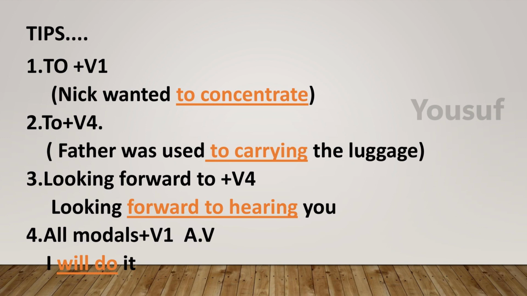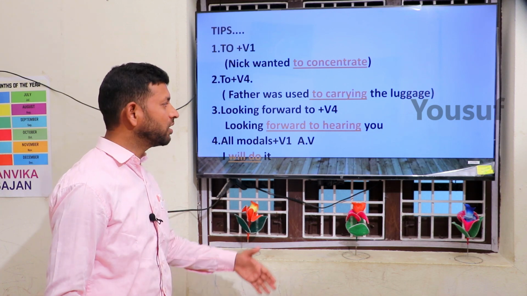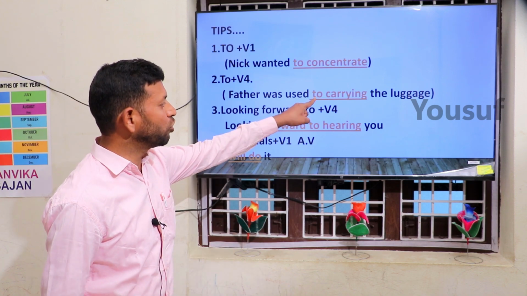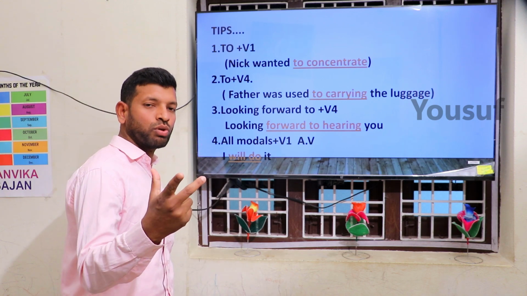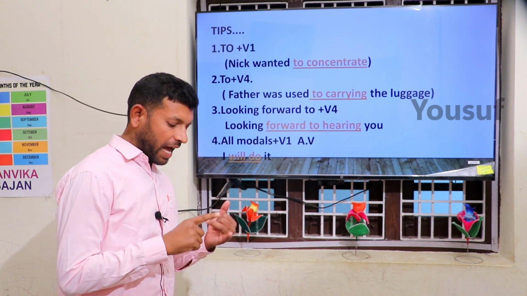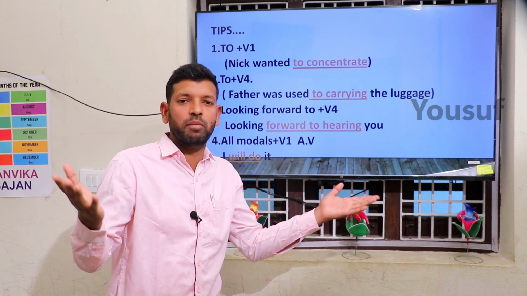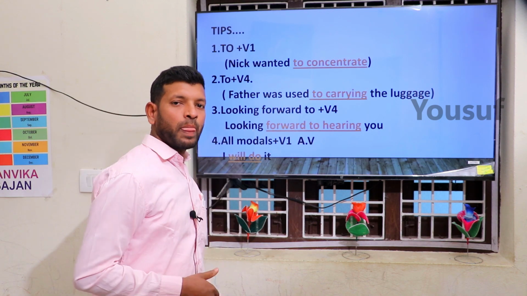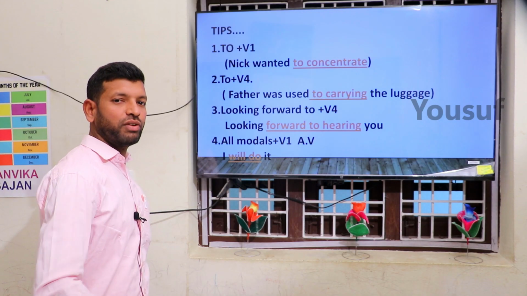Right, next, to plus V4. Father used to carrying. In the lesson My Journey, you could see that the narrator used to carry the luggage. So father used to carry the luggage of the narrator. You can see here to plus V4, a noun form. In only 3 areas in the 10th English textbook you could see to plus V4: the first is I Will Do It, the second is My Journey, the third is What Is My Name. In 3 lessons you could only find this to plus V4, and this is from the textbooks.